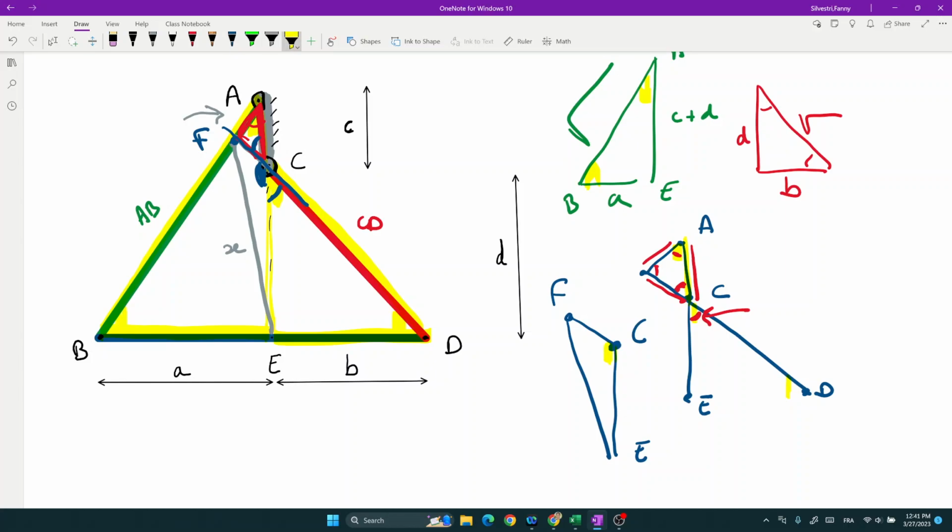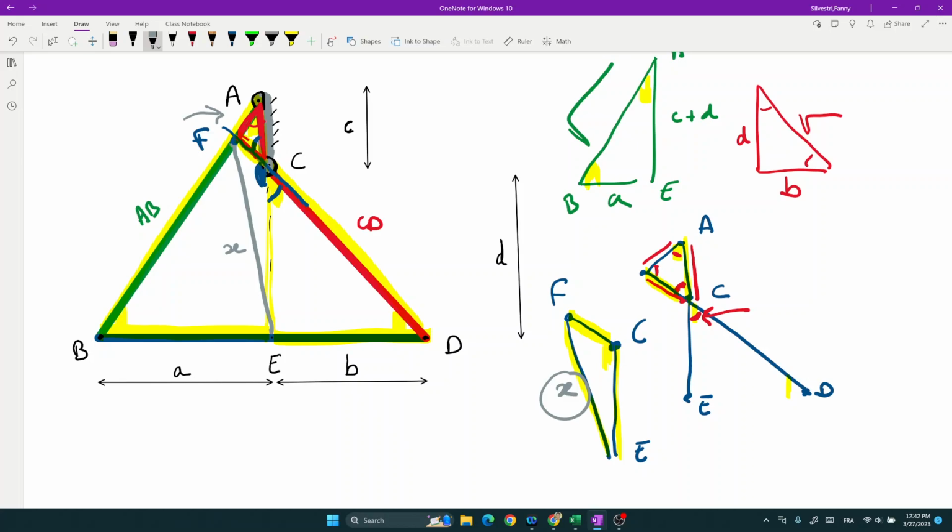That angle. We know that distance. And we found the distance FC, this one on the top, in the previous triangle. So we have one angle and two distances. We can find, with the cosine law, this distance that I call x. Here we go. Okay. And you will need this distance x.